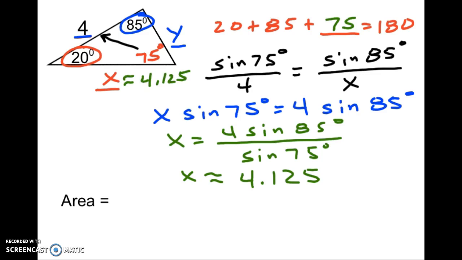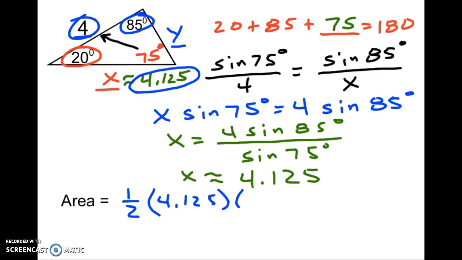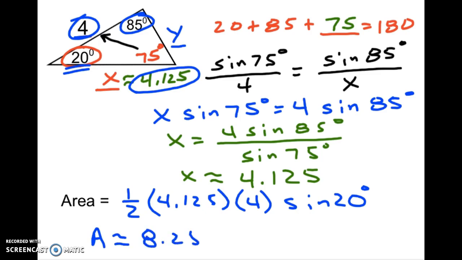At this point, now to find the area, we're going to use the 4.125, the 4 for that side, and now the angle in between them is the 20 degrees, so the sine of 20 degrees. Once again, plugging it in on the calculator, we should find that the area is somewhere in the neighborhood of 8.25 square units.